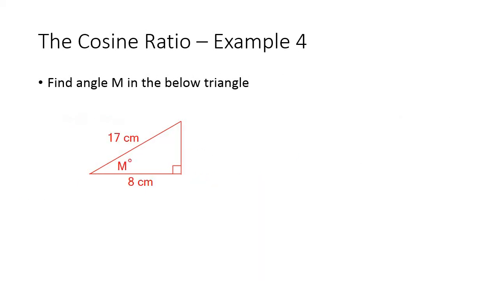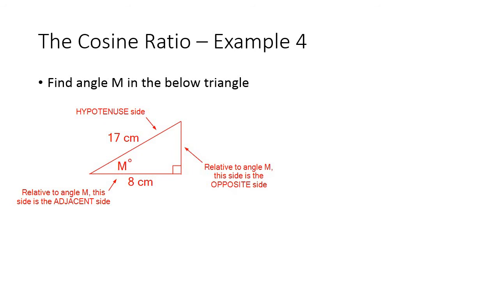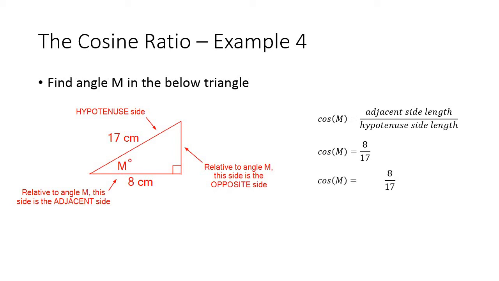Example 4, find angle M in the below triangle. So 17 centimeters is the hypotenuse side length. Again, it's just the longest side length of your right triangle. Relative to angle M, this side length of 8 centimeters is the adjacent side, and our third side is the opposite side relative to angle M. Because we're dealing with the adjacent and hypotenuse sides relative to angle M, we need to use the cosine ratio. So let's plug in what we know. 8 is the adjacent side, 17 is the hypotenuse side. And now we need to solve for m.